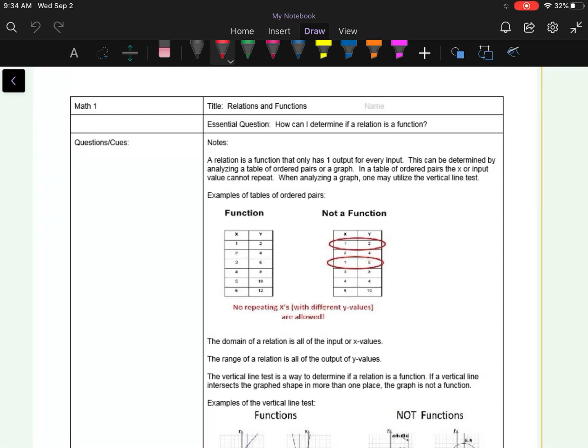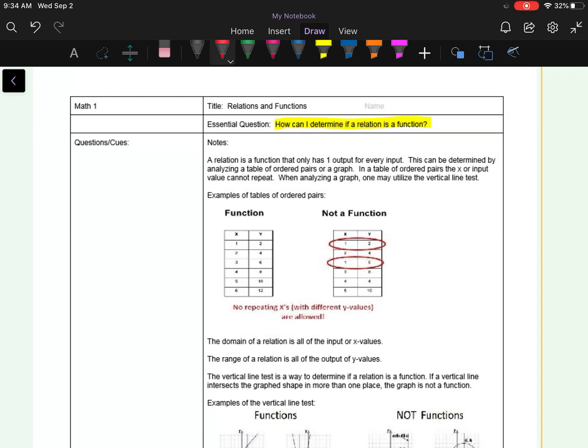This week's topic is going to be covering relations and functions. Our essential question is, how can I determine if a relation is a function? Now, this question is relatively easy, as long as you focus on knowing what a function is first, and finding out what a relation is, right?